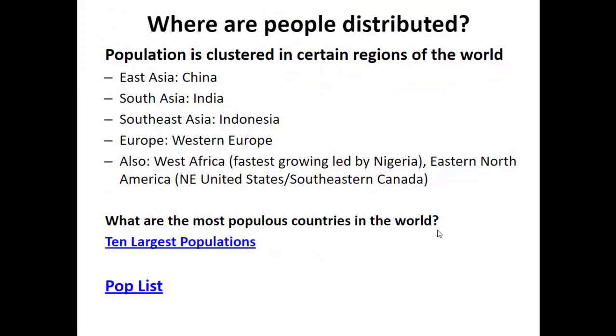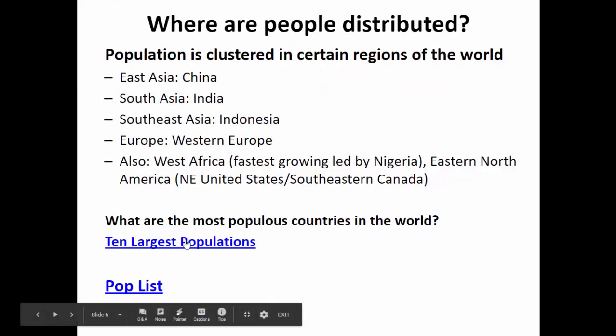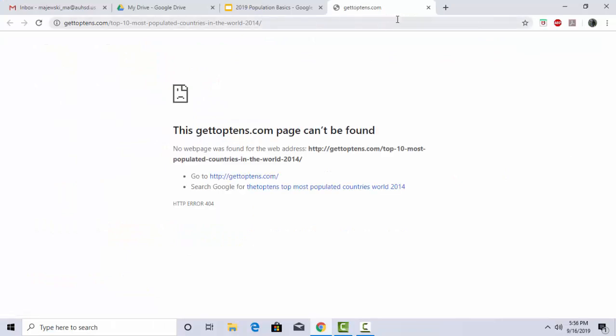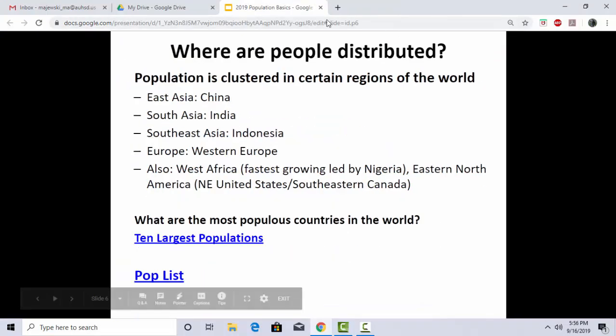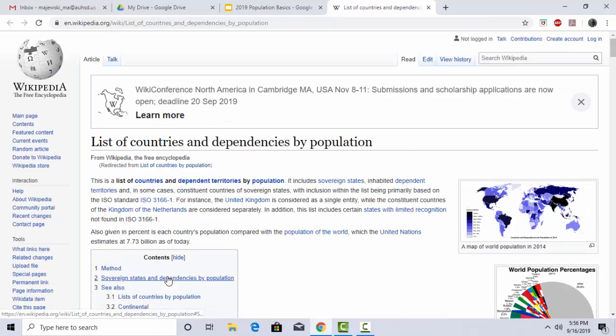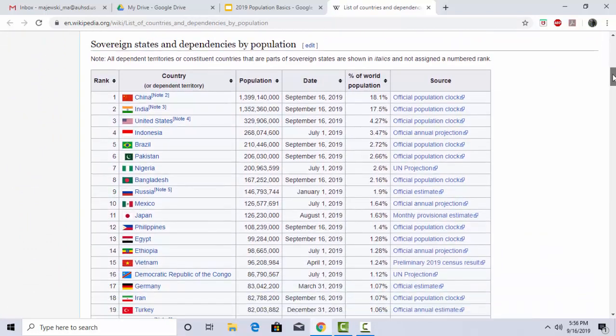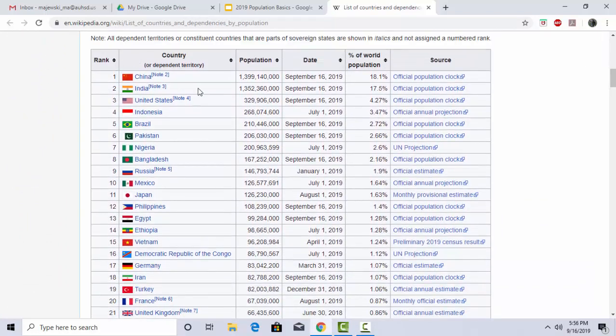Now, where are the most populous countries in the world located? Well, Mr. M has a little population chart for you. Okay, that's not available. All right, let's go to the population list. All right, there we go. And this gives you a list of countries and dependencies by population. And we already mentioned this. Look at China and India.